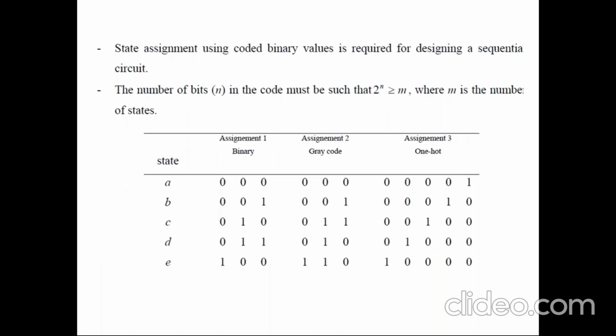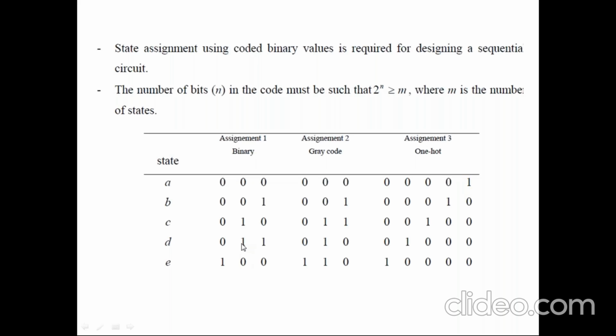So here there are several types of assignments. For example, I'm taking 3 assignments. Out of these 3, I can take any kind of assignment. So now 5 values A, B, C, D and E are available. Normally we will be using the binary value for assigning states. So that is the first one, binary. For A I'm assigning 0, for B it is 1, then 2, 3 and 4. So totally 5 states, 5 values from 0 to 4 I can assign.